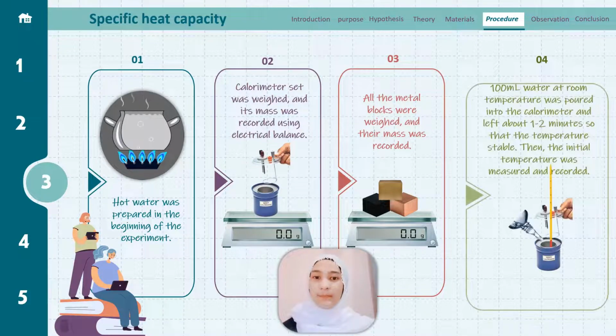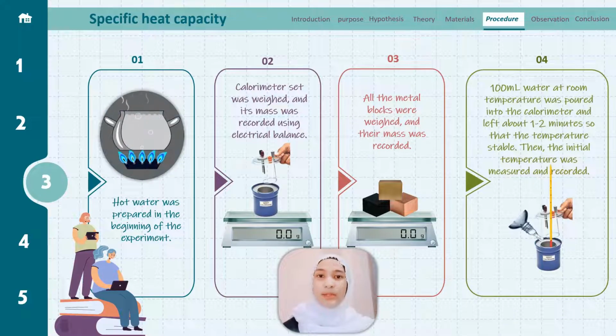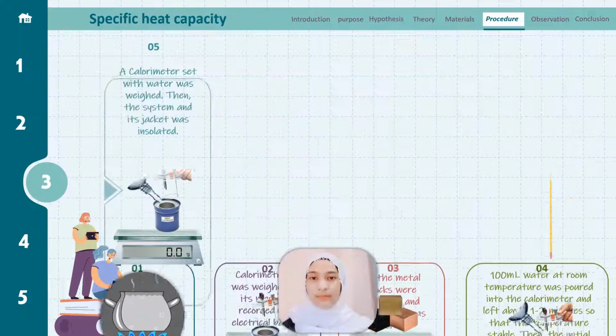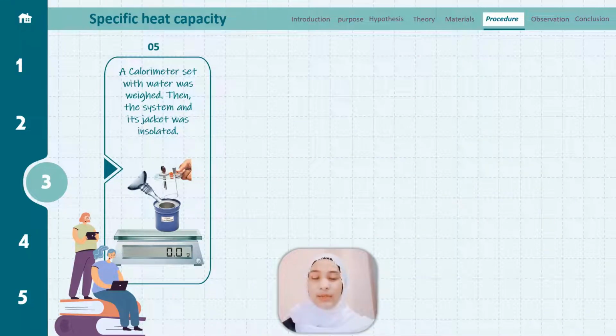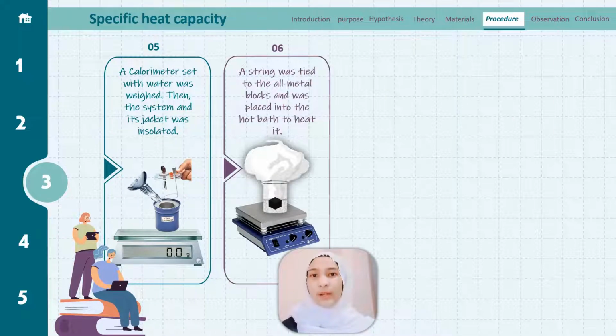Then, 100 ml of water at room temperature was poured into the calorimeter and left for about 1 to 2 minutes so that the temperature is stable. Then the initial temperature was measured and recorded. Next, the calorimeter set with water was weighed, and the system and its jacket were insulated. On the other hand, a string was tied to all the metal blocks, which were placed into the hot bath to heat them one by one.